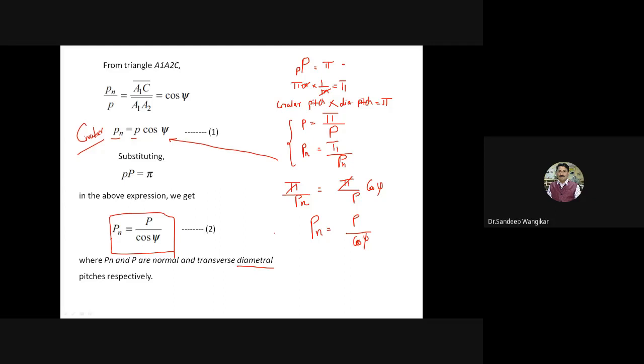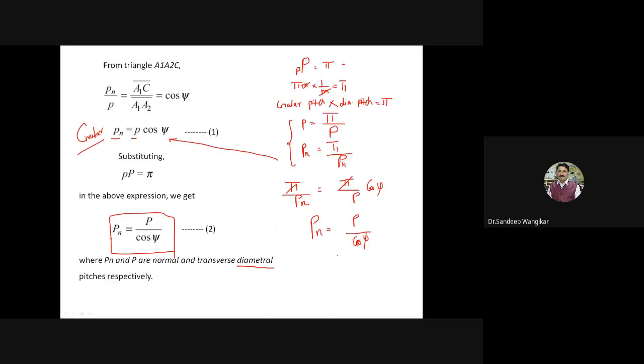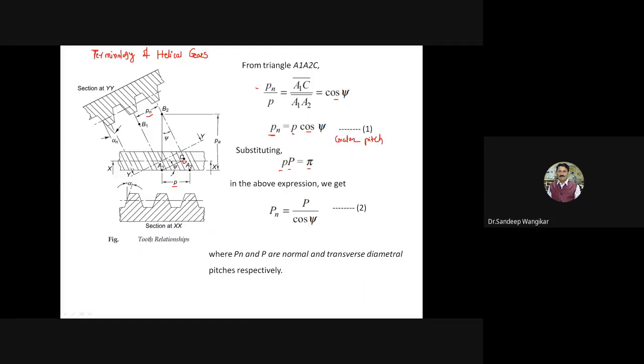Okay. So if you are ready, let us proceed further. Then we have diametral pitch is equal to 1 divided by m. Diametral pitch is equal to 1 divided by m. So here if I put 1 upon m and 1 upon m into cos psi is equal to, you will get mn is equal to m cos psi.